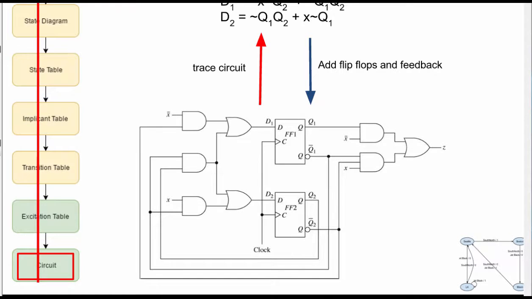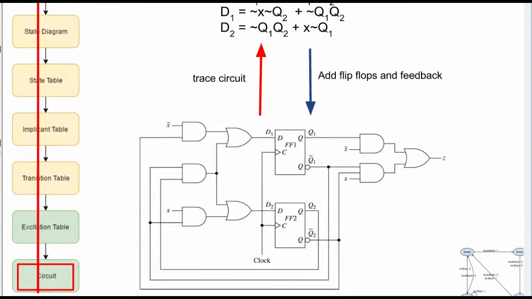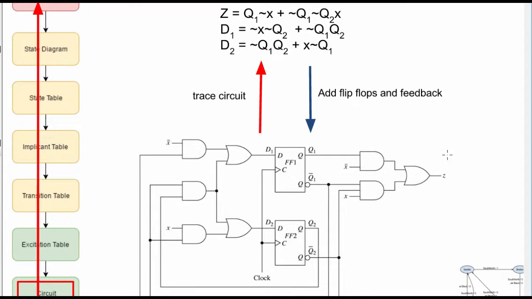Okay, let's review. From a reverse engineering point of view, we start with a circuit. We start down here at the bottom, and we trace all these wires in here to create these equations up here at the top. From a design engineering point of view, starting at the top and working our way down, we would be at the excitation table. We would have created these equations here, and we would be entering them into a simulation package like Logisim.